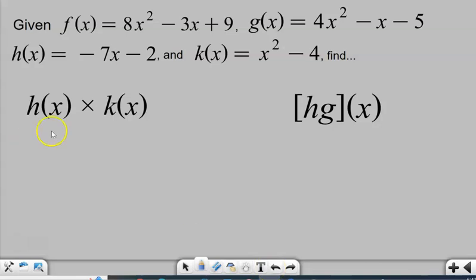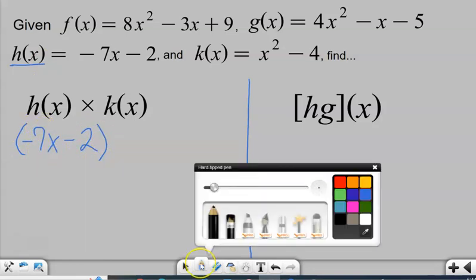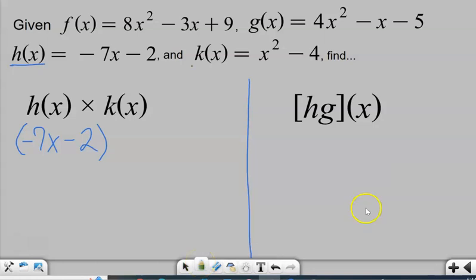So as we look at this first one, it says that we are going to do h of x times, using that little elementary and middle school times sign, k of x. So that means that we will take h of x, which is negative 7x minus 2, and we will multiply by k of x, which is our x squared minus 4. And we don't need a sign in between them because it's multiplication. We usually in high school write multiplication with the little parentheses.